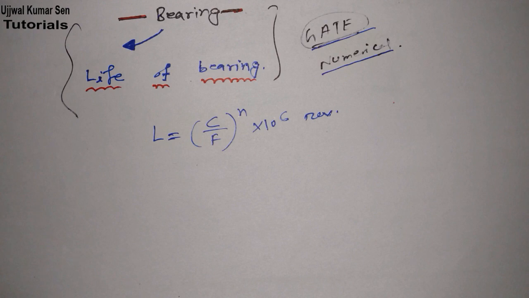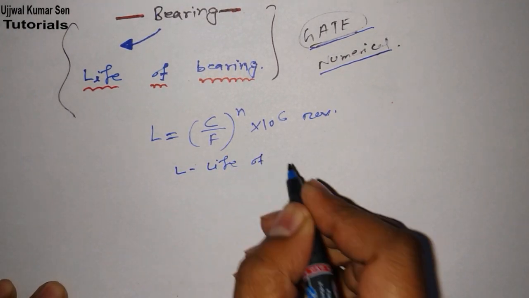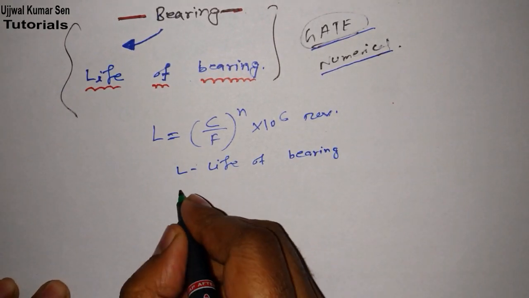So what is basically L? L is the life of the bearing, that's it. What is C? C is the dynamic load capacity. So L is the life of the bearing. What is C?